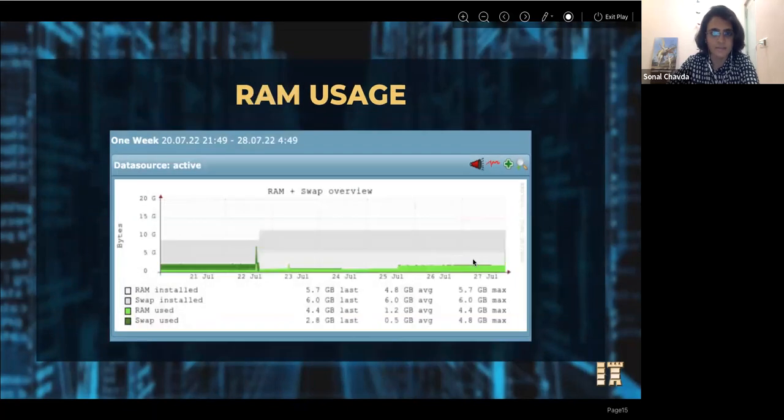Similarly, this is for RAM, for memory monitoring, RAM and swap usage. If the admin can see that over a period of time there's more swap usage on the system, then a decision can be taken to improve the infrastructure, to improve the resources on the machine. And that way, before any issue starts arising, before the application starts suffering, the issue can be solved.